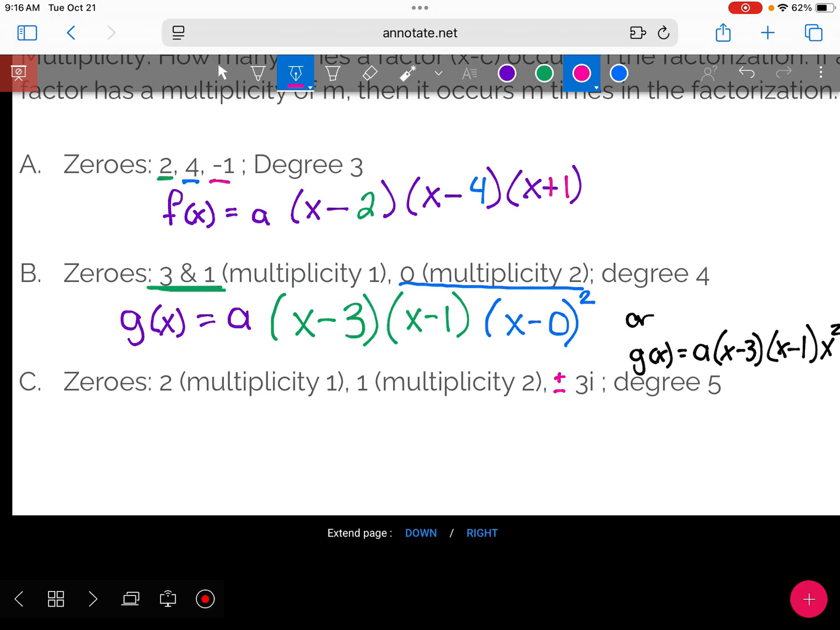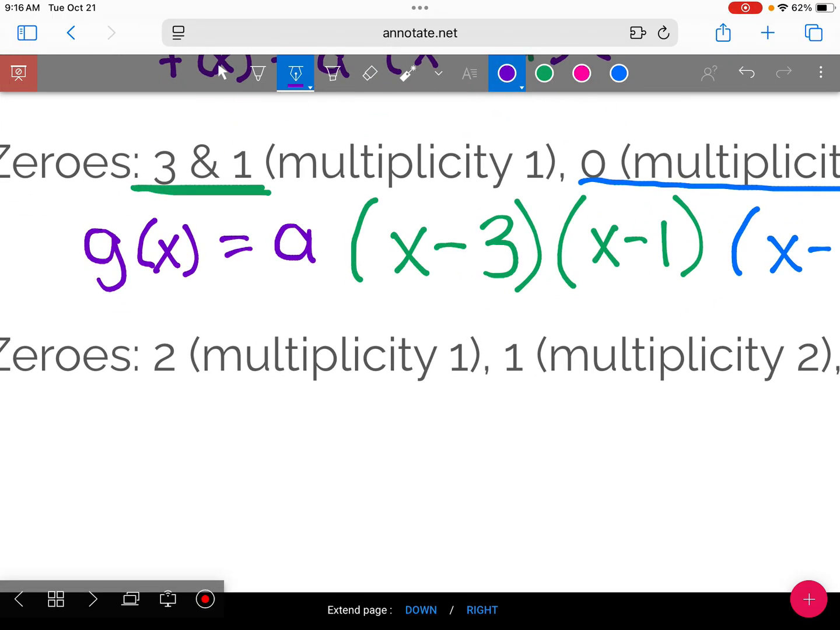So when we write this into our factored form, I'm just going to call this one y this time. Still going to have our a out in front that we don't know. I'm going to start from over here. So I'm going to have my root at 2. So putting that as a factor, we're going to have our x minus 2.